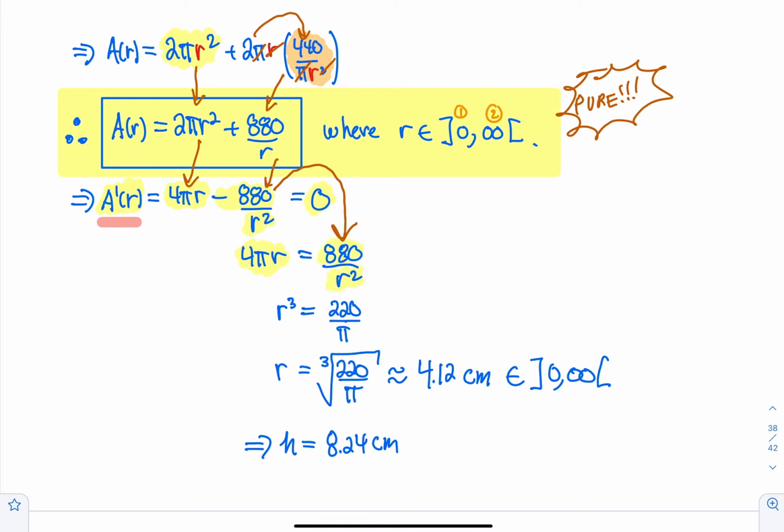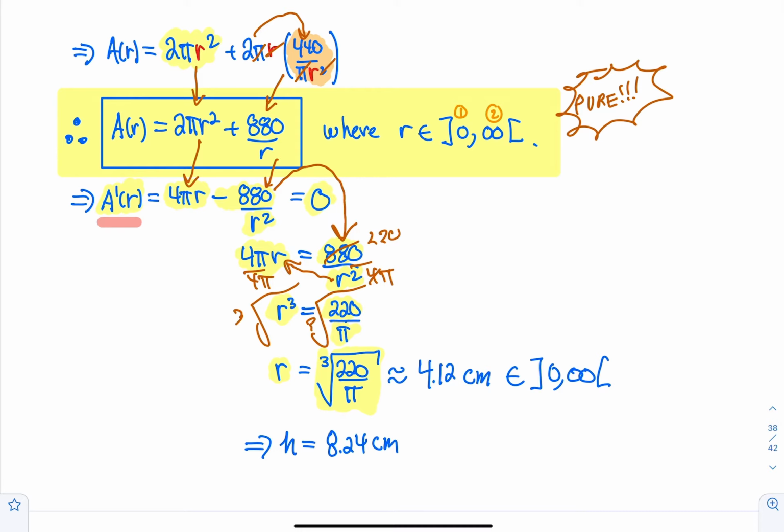If you cross multiply, so if you bring the r squared on the left by multiplication, and if you bring the 4 pi on the right by division, you're going to get r times r squared, which will simplify to r cubed, and 880 divided by 4 pi will be 220. So that's the 880 divided by 4 divided by pi. And then if you want the value of r, you just need to compute the cubic root.